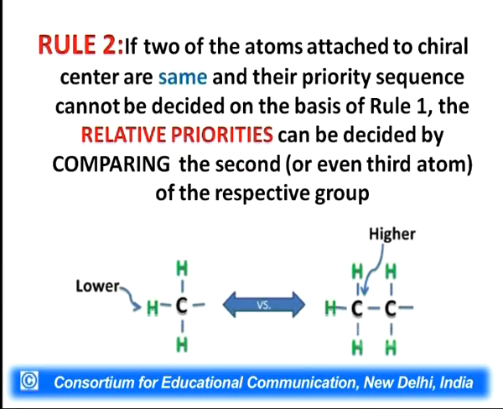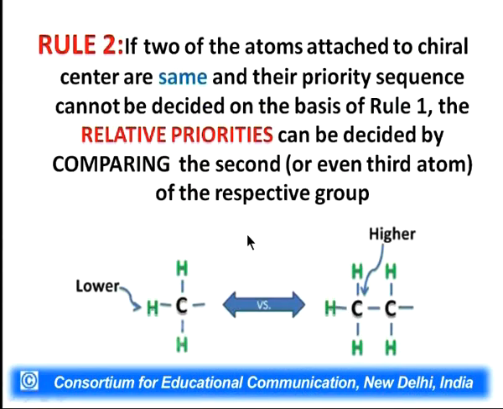Now rule number 2 says that if we are not able to decide priority on the basis of the first carbon, then to simplify it, when we are giving priority to the groups, we give them priority on the basis of atom to atom, and wherever we get the first point of difference, that is where we stop. Please remember, we stop at the first point of difference and we will not add the atomic numbers, because that will give us altogether a different picture.